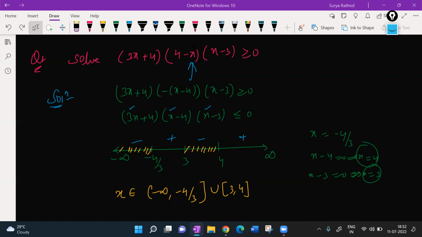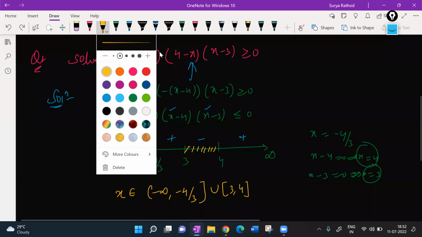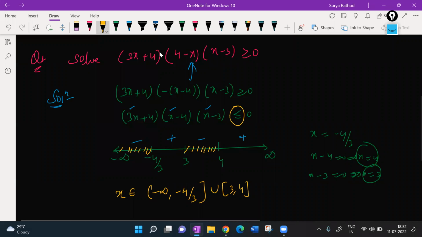Sir, it is greater than, so we should take plus, no, sir? We have less than 0 here, right? No, I modified the function. The function is modified, right? Yes, sir. As per that, you have to take beta. Clear now?